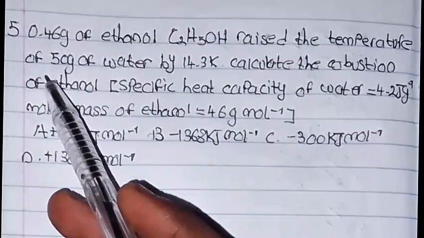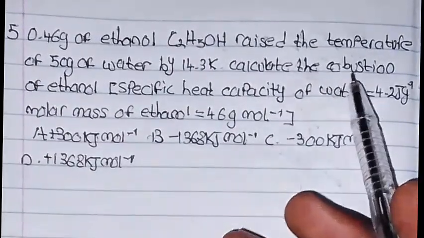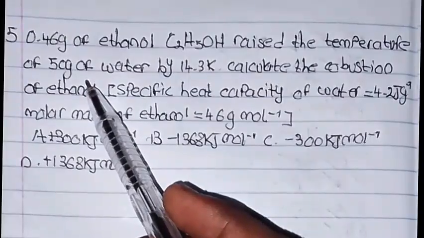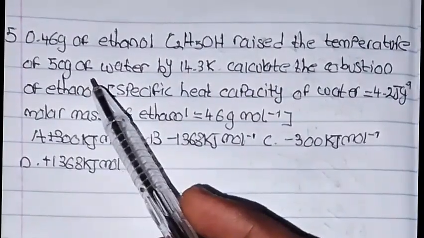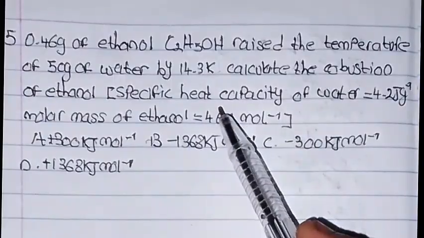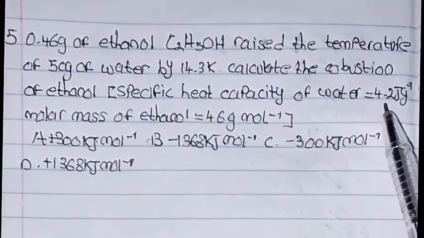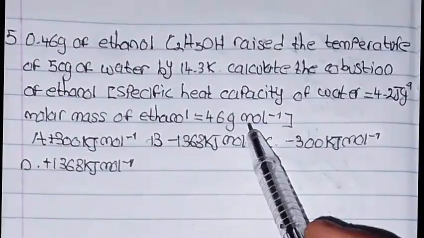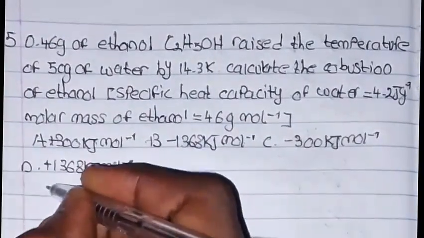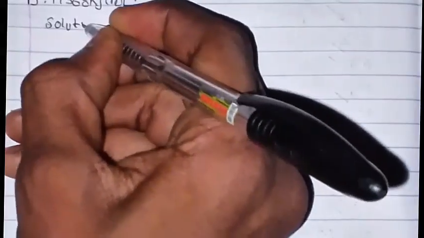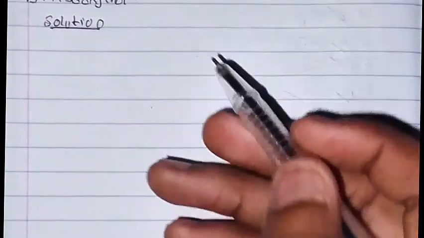Question: 0.46 gram of ethanol raised the temperature of 50 gram of water by 14.3 Kelvin. Calculate the heat of combustion of ethanol. Specific heat capacity of water is 4.2 joule per gram per Kelvin. The molar mass of ethanol is 46 gram per mole. Now, the heat of combustion of ethanol is the amount of heat that will be released when 1 mole of ethanol is burnt. How are we going to find out? I'm going to find the amount of heat that was released when 0.46 gram of ethanol was combusted.